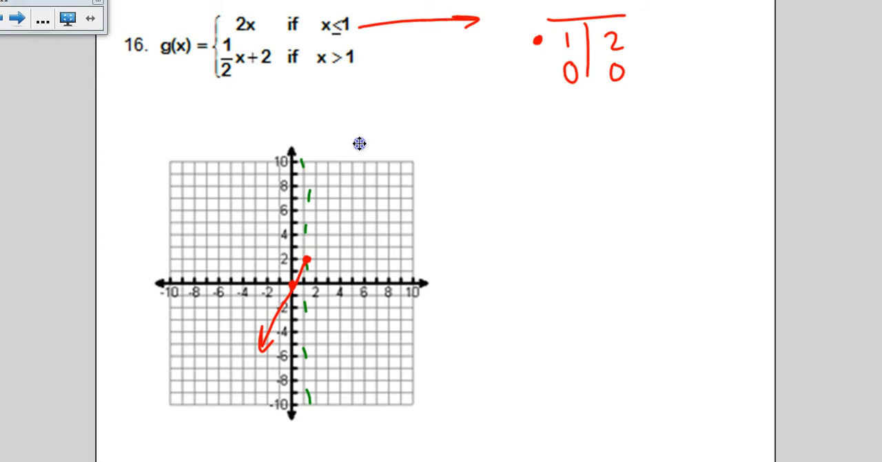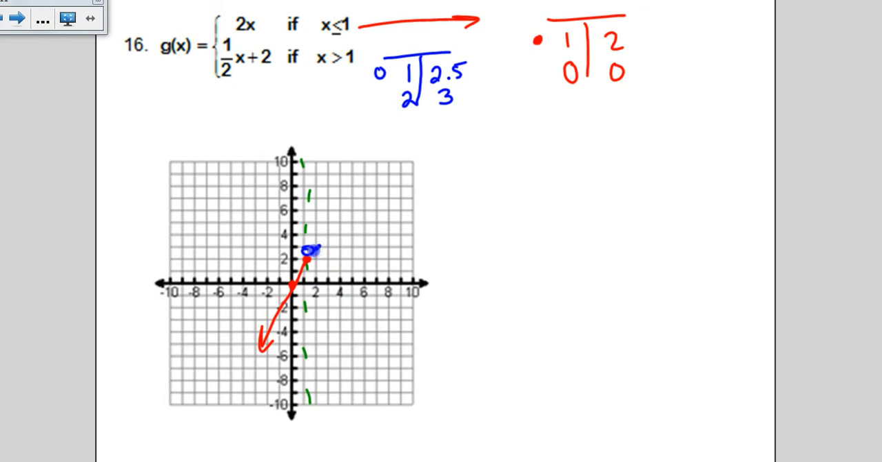The next function, the bottom function, t-table. We're going to have an open circle this time on the boundary line. When I plug in a 1, 1/2 times 1 plus 2 gives me 2.5. So at (1, 2.5) we have an open circle. And then I want to choose numbers greater than 1, so I'm going to choose a 2. And when I plug in a 2, 2 times 1/2 plus 2, that'd be 1 plus 2, so it's a 3.